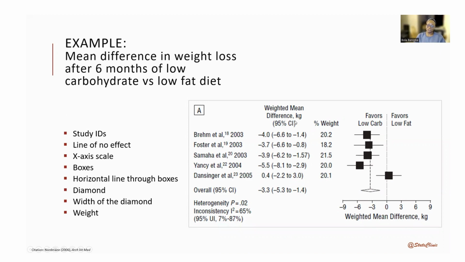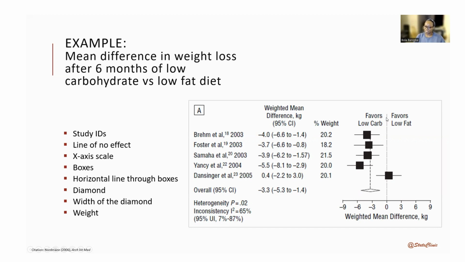Here, it doesn't quite show you the scores among people who got low-carb diet versus people who got low-fat diet. It doesn't show it the way the last slide shows it, but it just shows you the weighted mean difference in kilograms. You can see for the Brem et al. 2003 it is negative 4 kilograms amongst those who received low carb diet. For each of these studies, you can see the mean difference between the group that received low carb diet compared to the group that received the low fat diet.